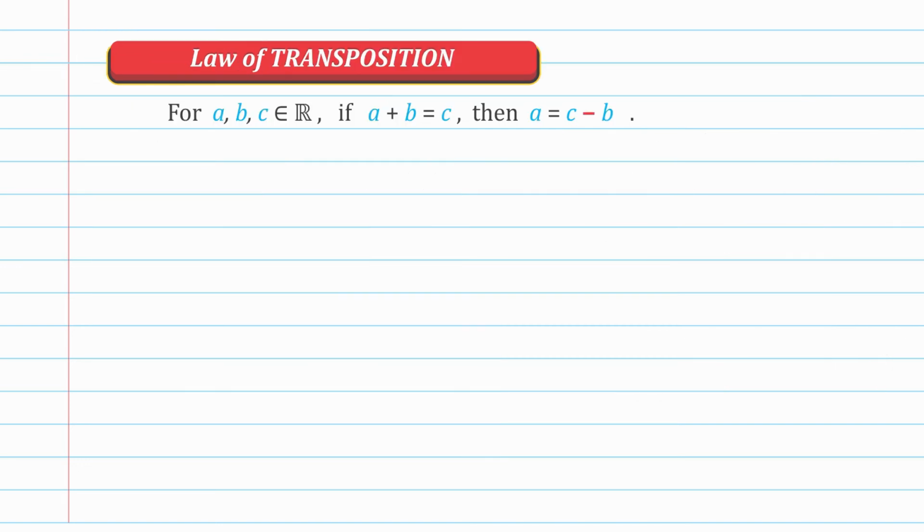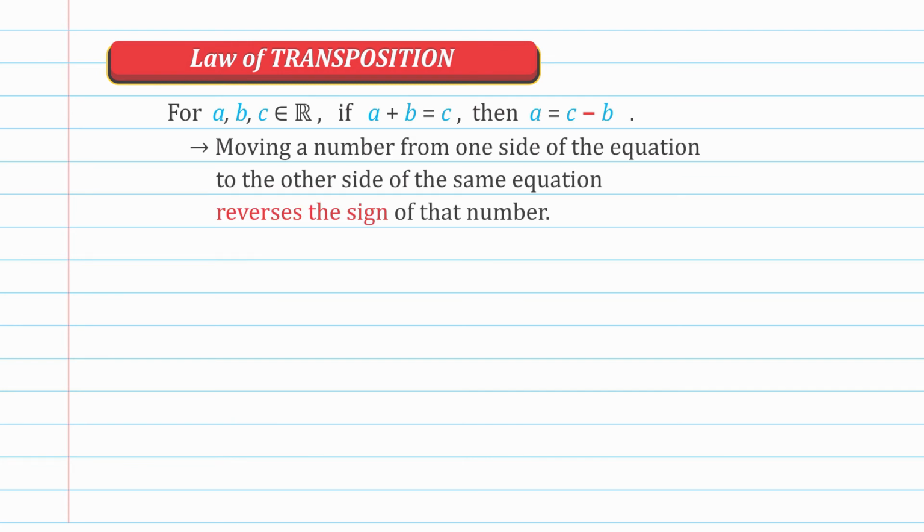Another important concept that we can use in solving for variables is the law of transposition. Now, what does it tell us? For a, b, c, where these are elements of the set of real numbers, if a plus b is equal to c, then a equals c minus b. Now, what does this mean? It means that moving a number from one side of the equation to the other side of the same equation reverses the sign of that number.